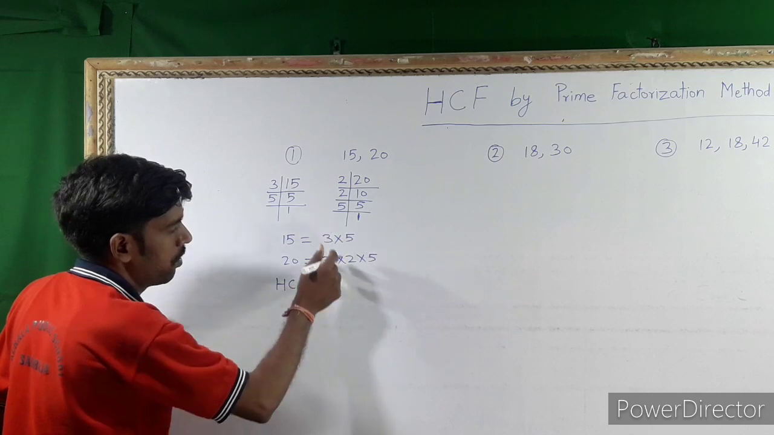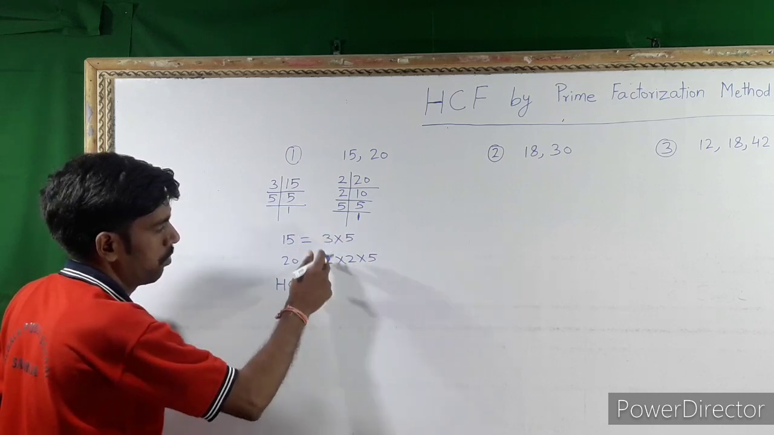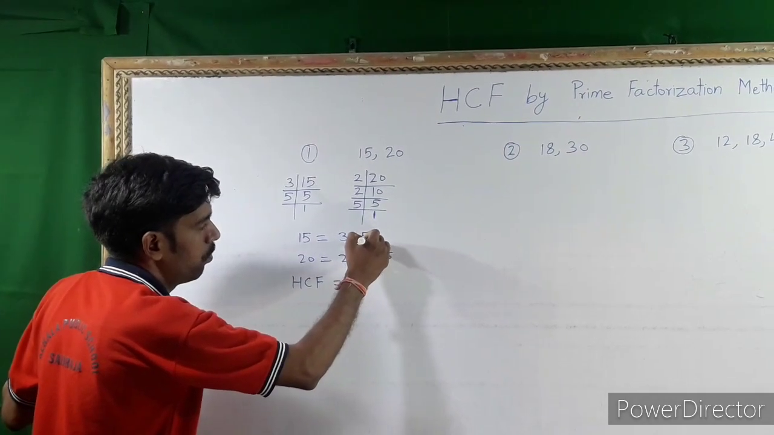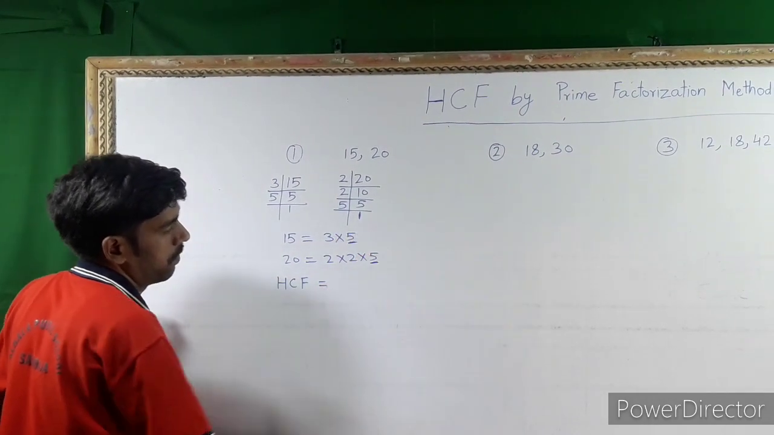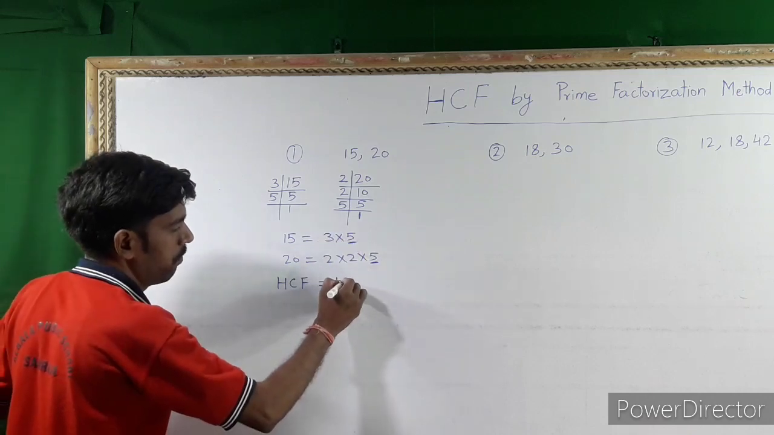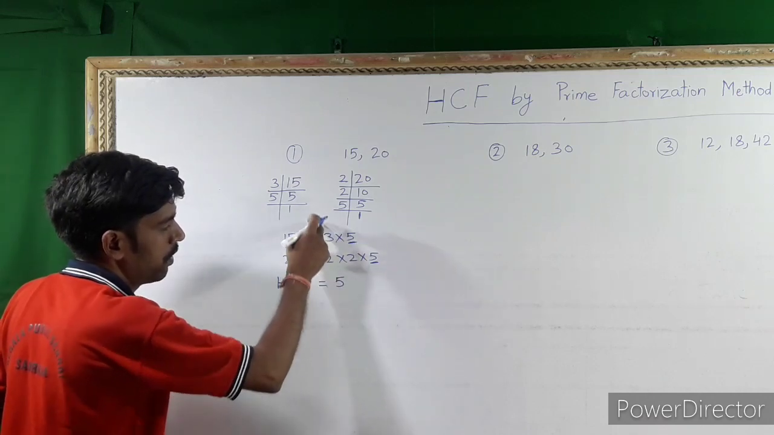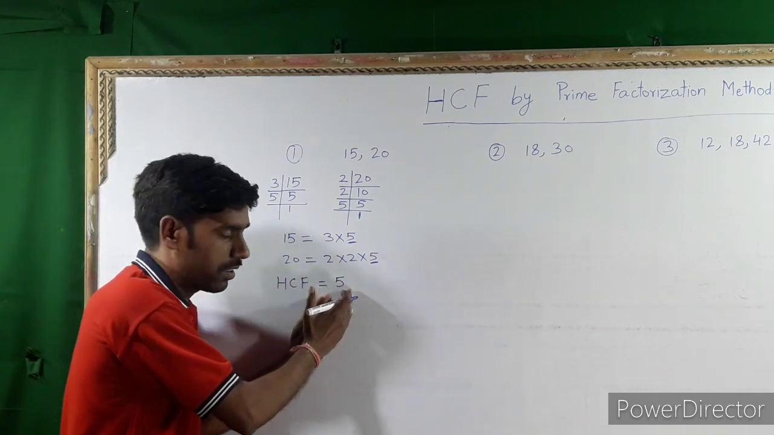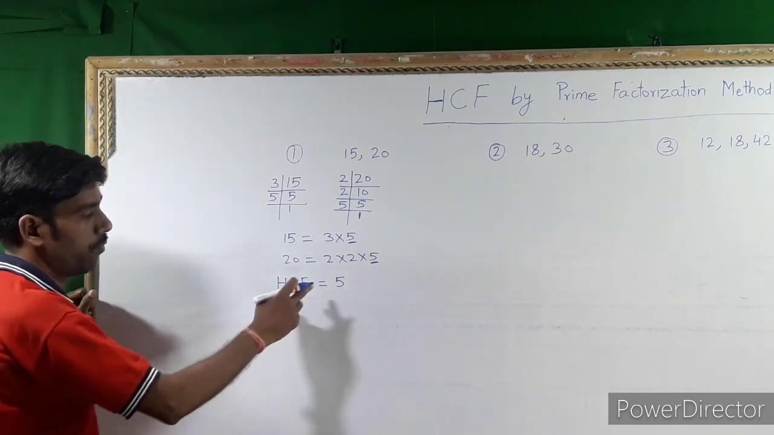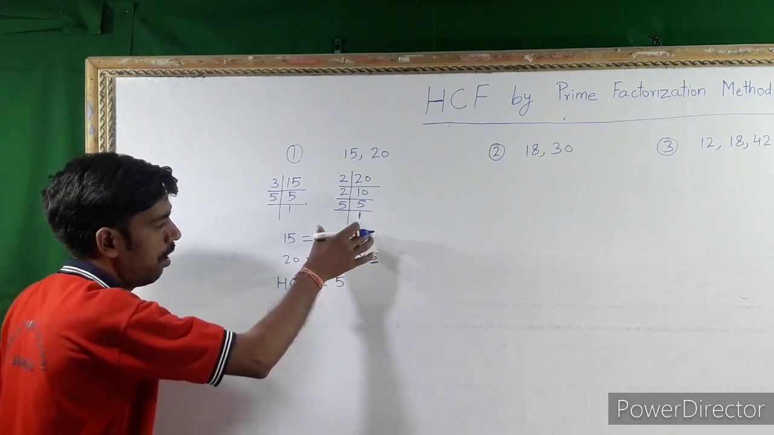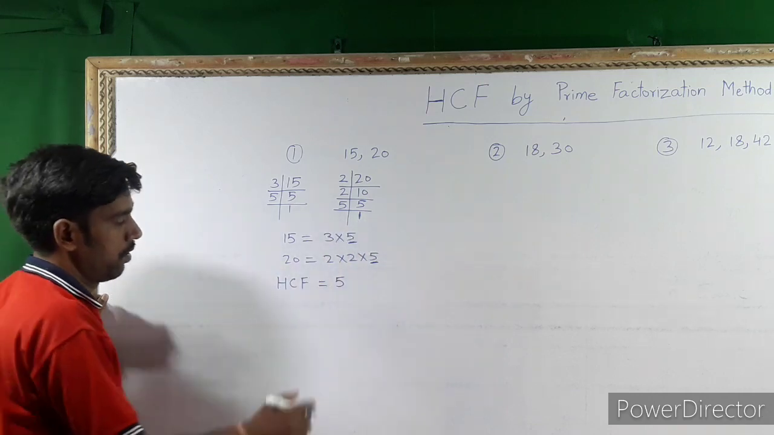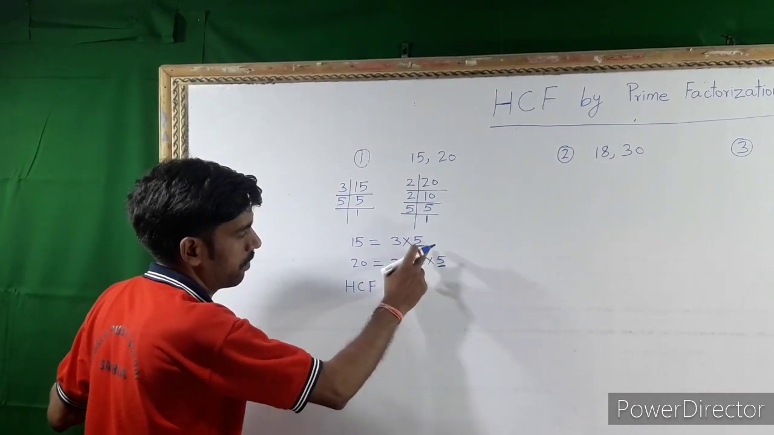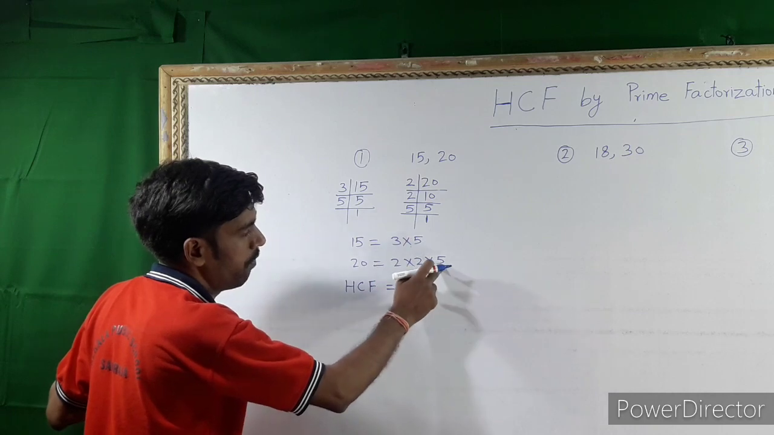Here 3 is not in both numbers, so 3 is not taken. 5 is included in both numbers, so HCF is 5. 2 is not included in both here, so only the factor which is included in all the numbers is taken. So HCF of 15 and 20 is equal to 5, means common factor only 5.